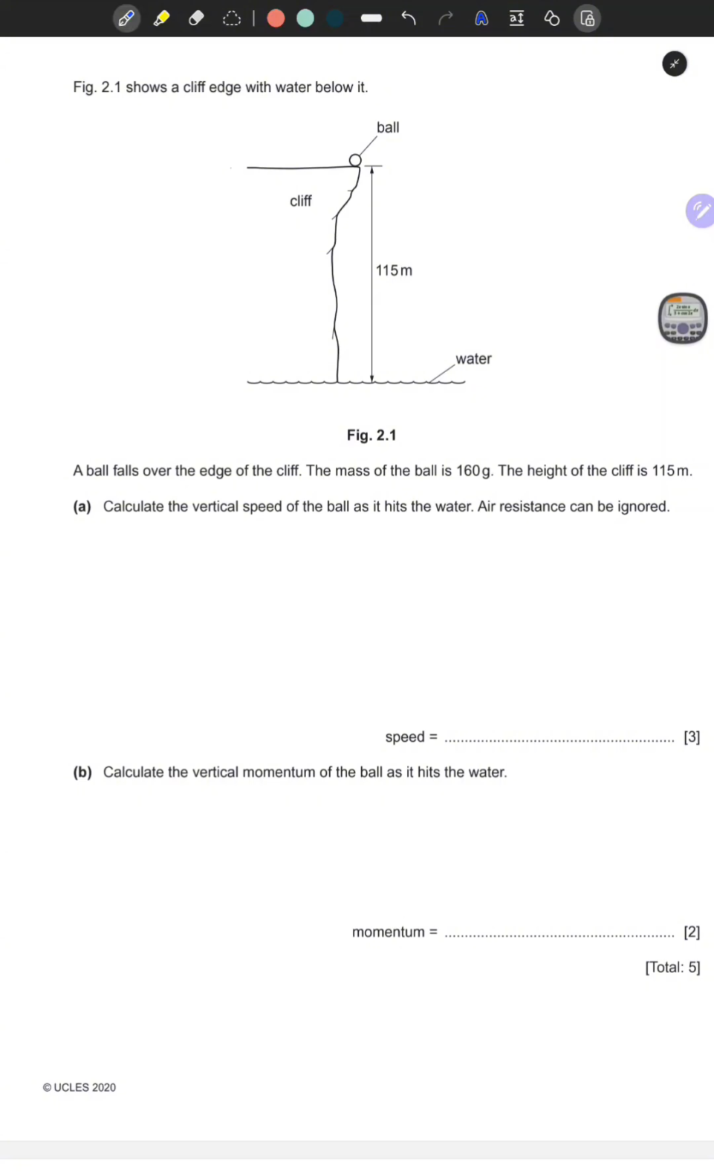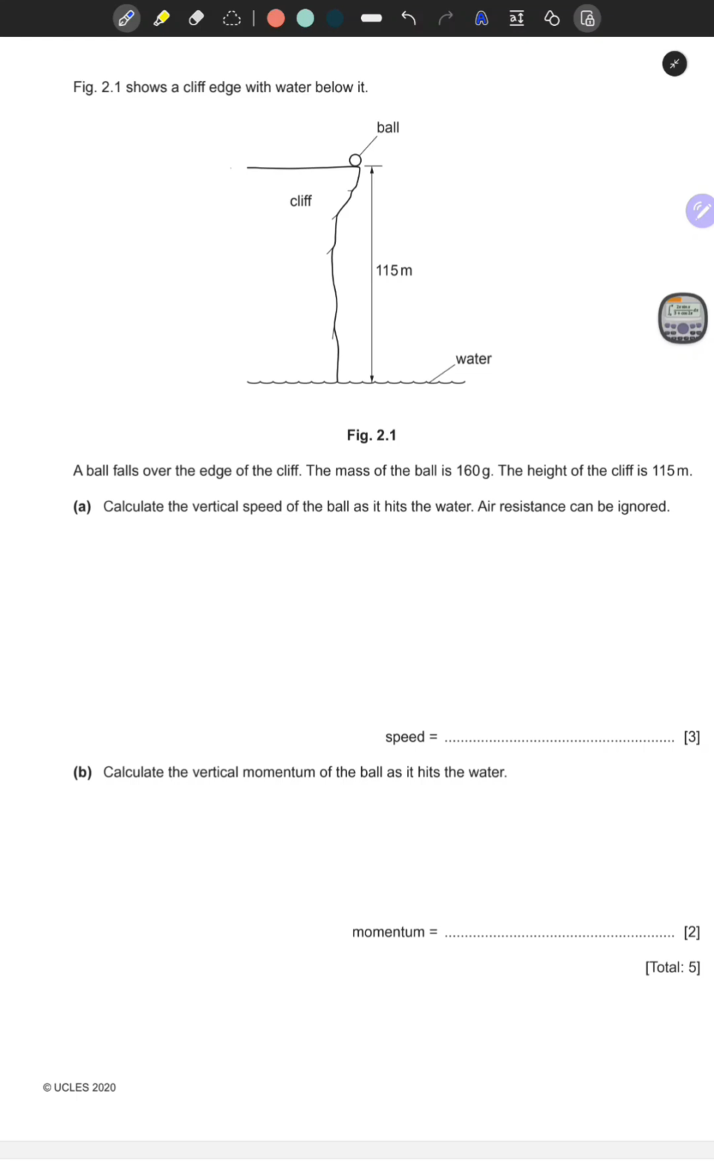Alright. Here, the ball is falling, and since the ball is falling, its motion changes, right? And since the motion changes, that means it has kinetic energy, because kinetic energy is the energy due to change in motion. When the ball is at the top of the cliff, it's stationary, and when it's falling, the motion has been changed. So that means the potential energy is lost here.